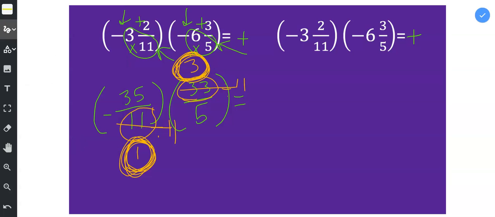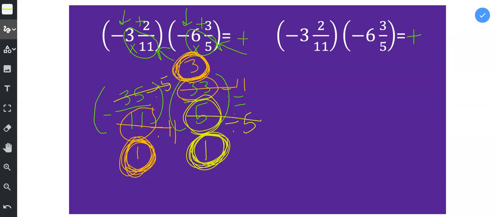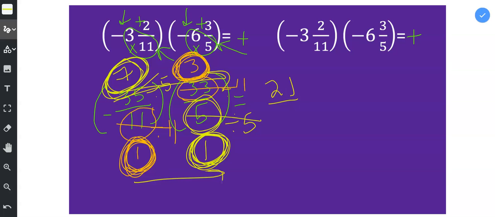Okay, I'll grab a different color. Let's look at 5 and 35. Well, 5 and 35 can both be divided by 5. 5 divided by 5 is 1. And then 35, I have to divide it by the same number 5, I get 7. And then I multiply the 7 and the 3, and I get 21. I multiply the 1 and the 1, and I get 1. And we decided the answer is going to be positive, so this is a positive 21.